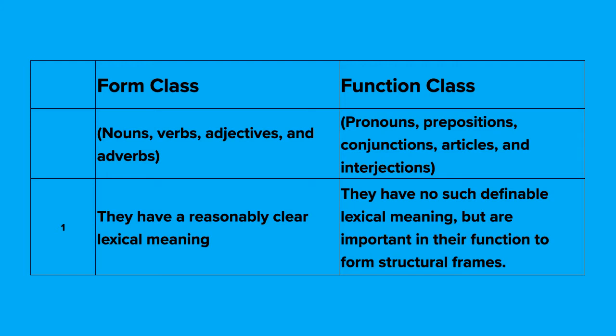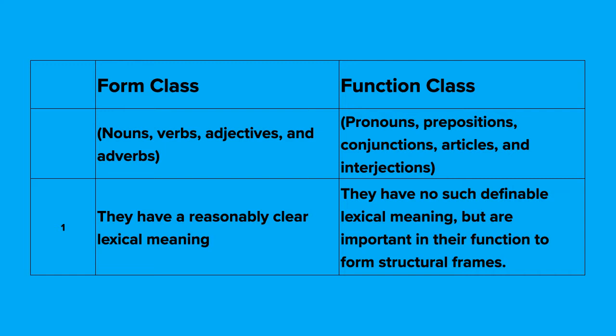The first point is that form class words have a reasonably clear lexical meaning. Lexical meaning means dictionary meaning. If you look in a dictionary, you will see a reasonably clear meaning given for these words. You take any noun, verb, adjective, or adverb, and you look in the dictionary, you will see a very clear meaning given for that particular word. So all these words have this characteristic feature in common.